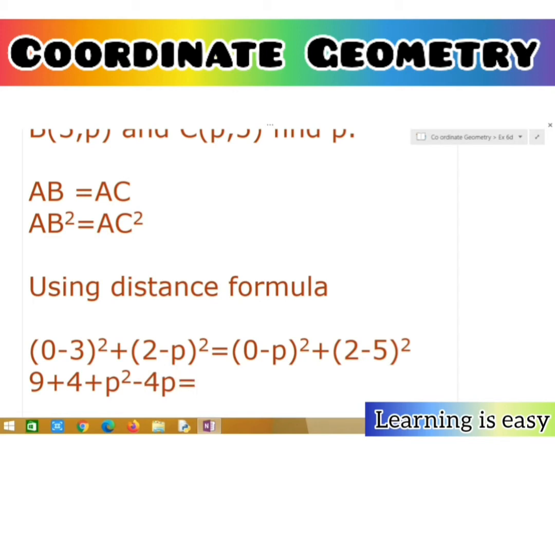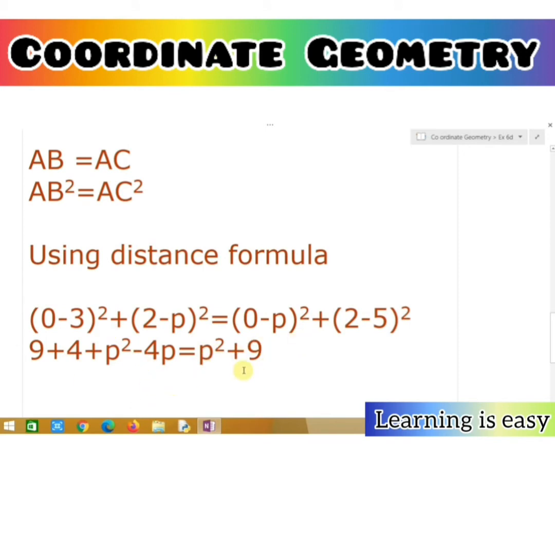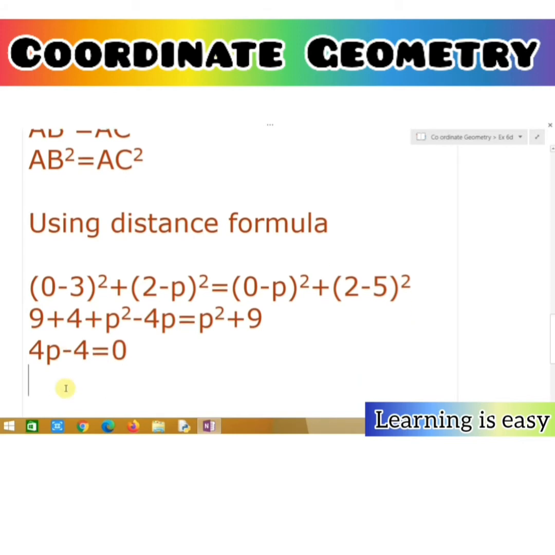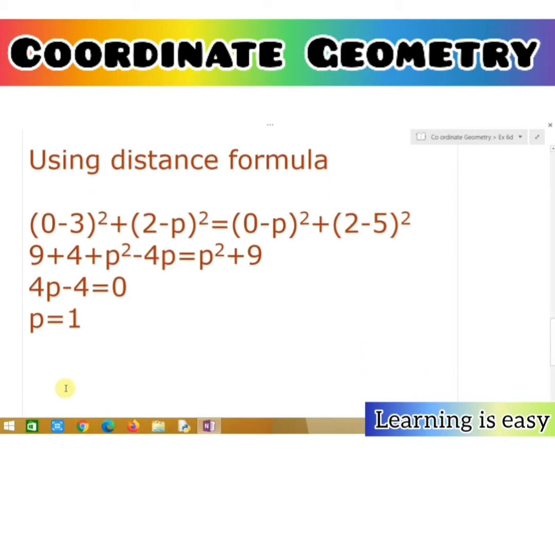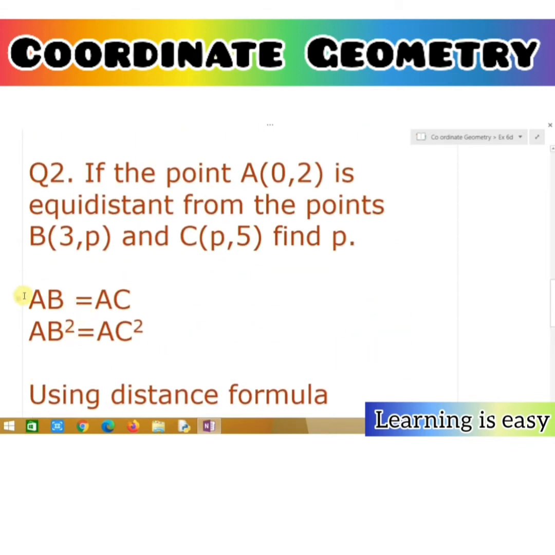equal to b square, 3 square is 9 plus 9. So p square and 9 goes off in both LHS and RHS. That's going to be 4p minus 4 equal to 0. So p equal to 1. Therefore, value of p equal to 1. So wherever p is there, we can substitute this value.